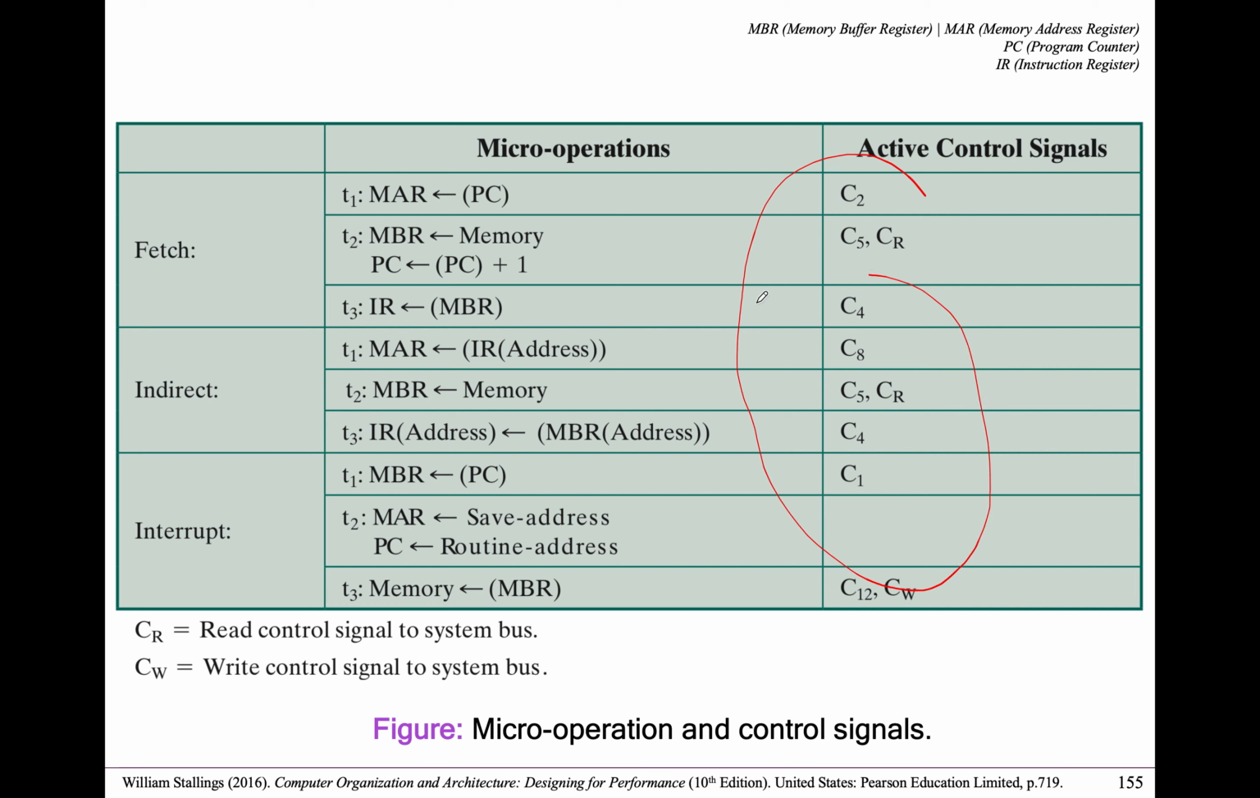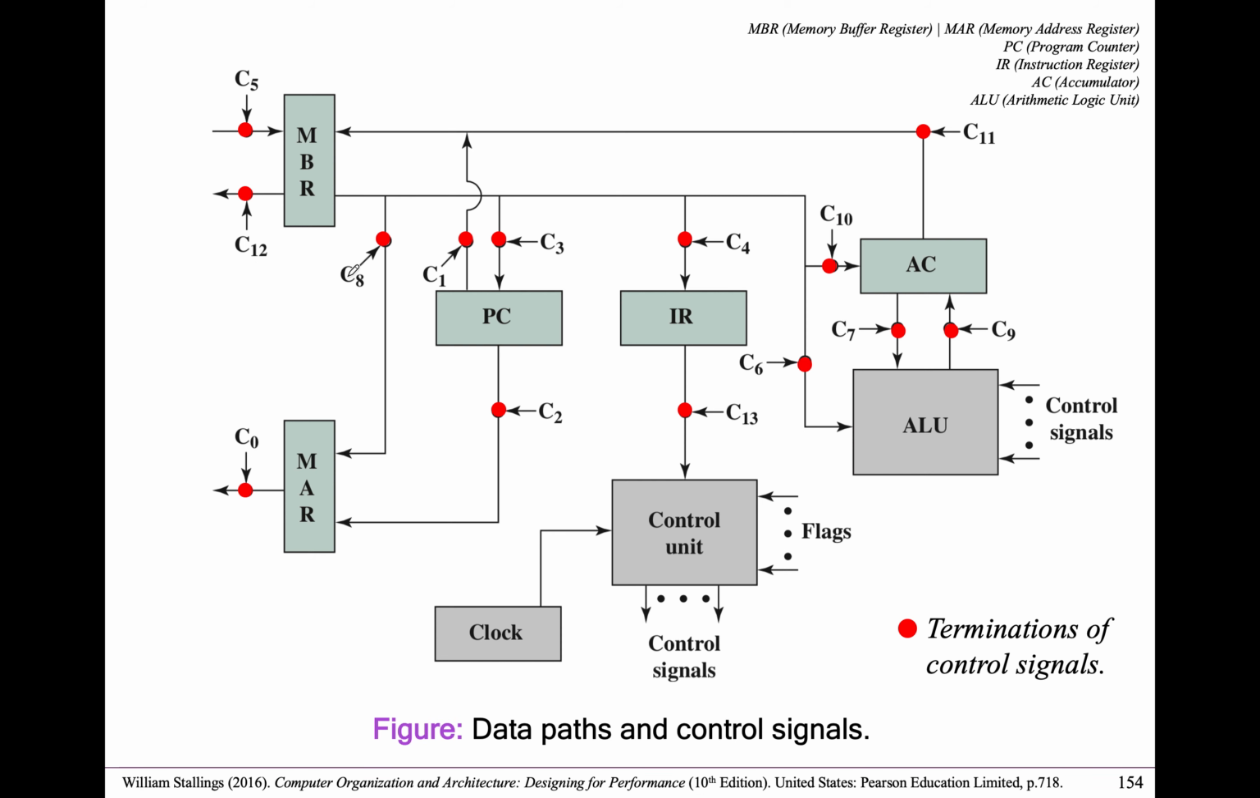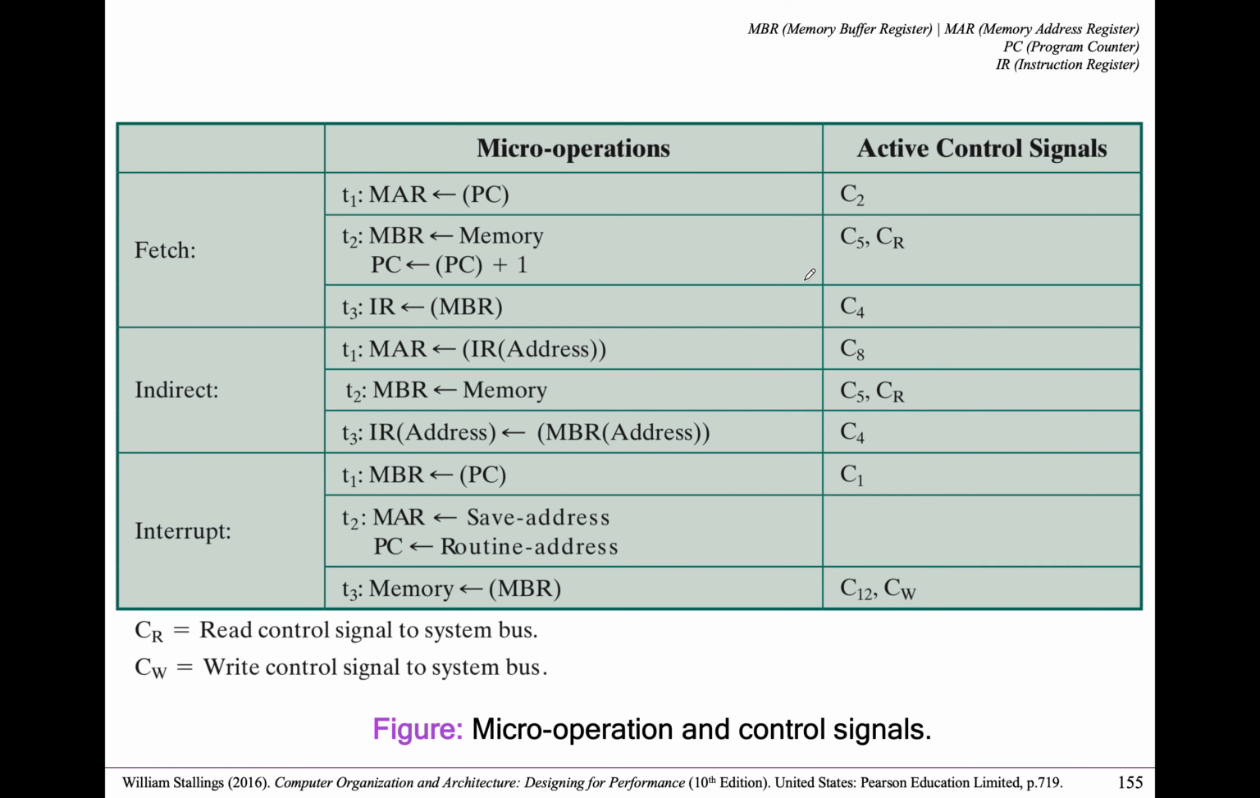Active control signal. You need to know there are several steps, and each step will only use several functions. Let's say for fetch, it only uses C8, C1. For execution, C4, C6 maybe. Now in here it shows you everything under fetch. It has three times, T1, T2, T3. All of this operation was already done in your previous subtopic.